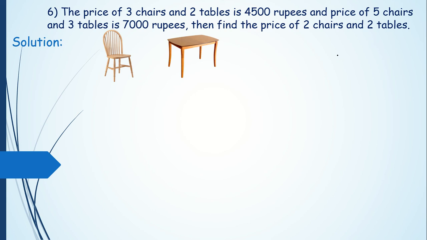We will assume the price of a chair to be x. We will assume the price of a table to be y. Now there are 3 chairs, so it's going to be 3x, and there are 2 tables, so it's going to be 2y.